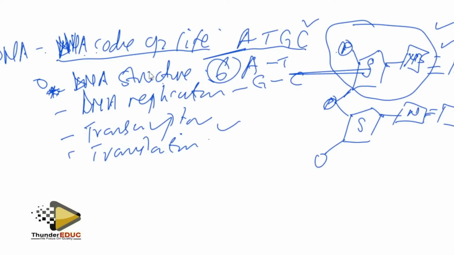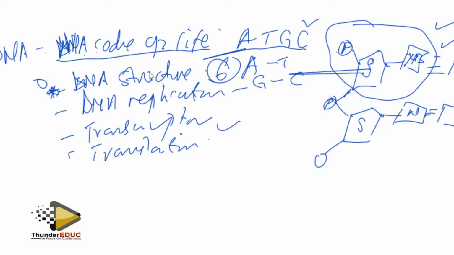Now, one strand acts as a template. You have to know that. One strand acts as a template to form the messenger RNA using free floating messenger RNA nucleotides. In this case, we are using free floating messenger RNA nucleotides.